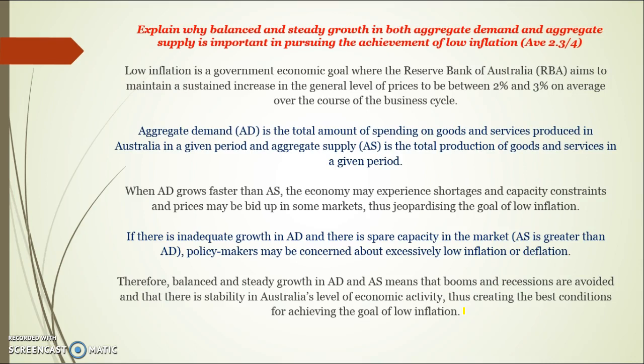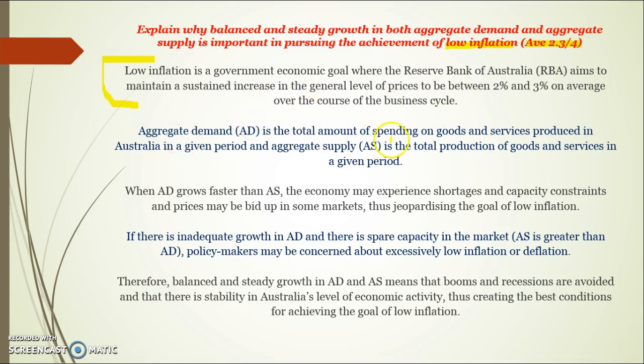And that's it. Explain why balanced and steady growth in both aggregate demand and aggregate supply is important for pursuing the goal of low inflation. This is the first question on an exam about 3 years ago. Define the goal of low inflation: a sustained increase in the general level of prices on average over the business cycle. Explain what demand and supply mean.